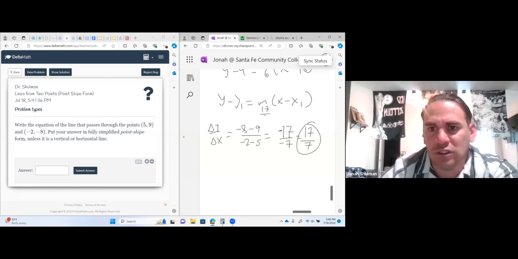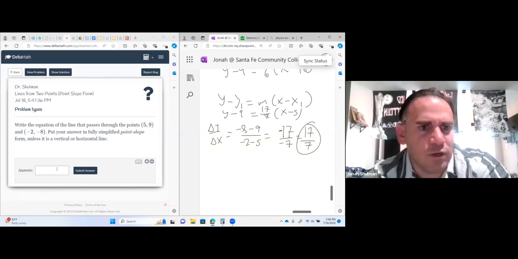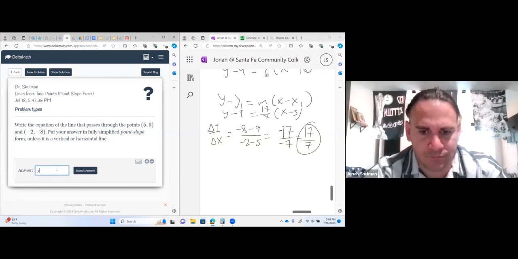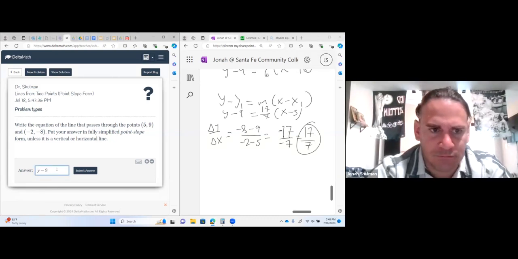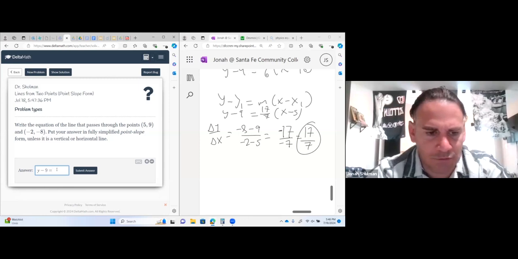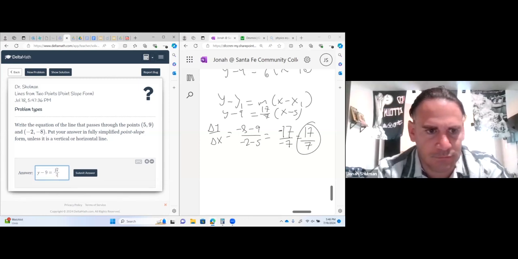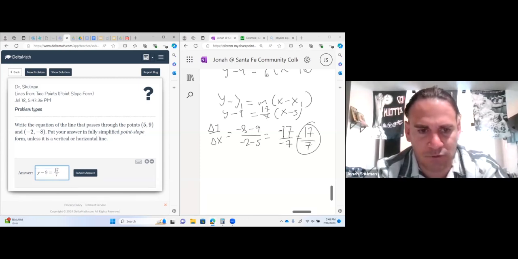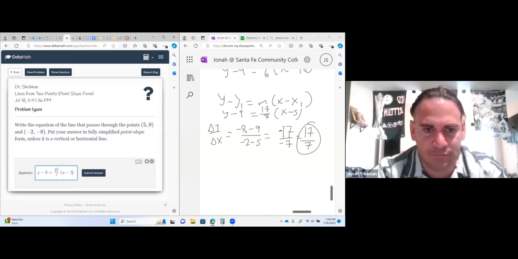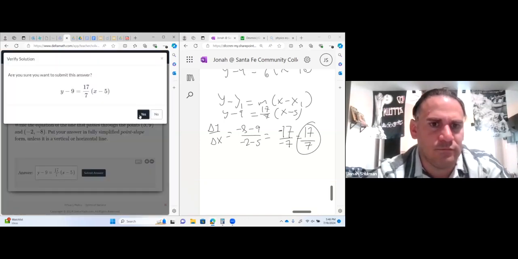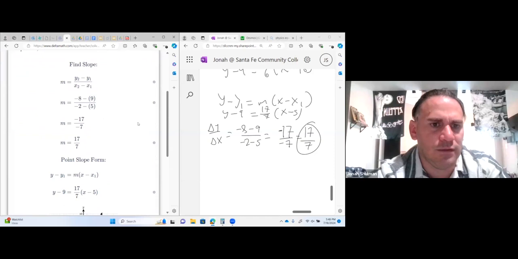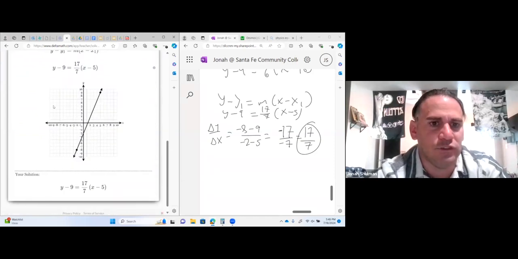And we're just going to pick the first one, right? Who cares? I like (5, 9). So y minus 9 equals 17/7 (x minus 5). Wouldn't matter which point you use. y minus 9 equals 17 over 7 (x minus 5). Ta-da! Ooh, and they give us the graph too.